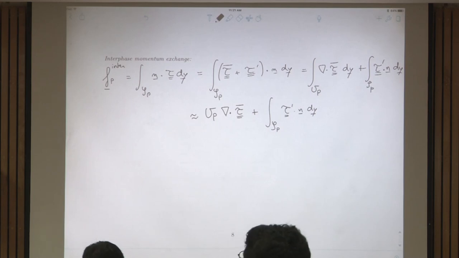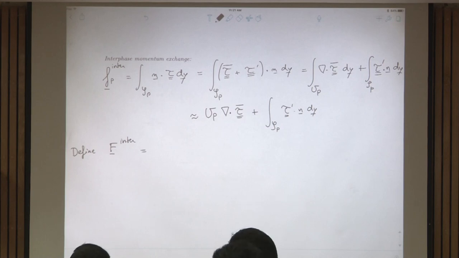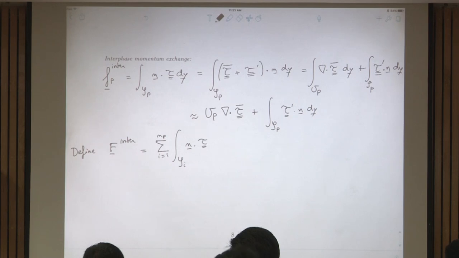This was the particle perspective. If we go back to the fluid perspective, let me define a big F enter that will represent the collective effect of all the particles on the fluid, a sum over all the particles, the surface integral over the particle of n dot tau times g dy, which was a term we had when we were expanding right inside of Navier-Stokes.